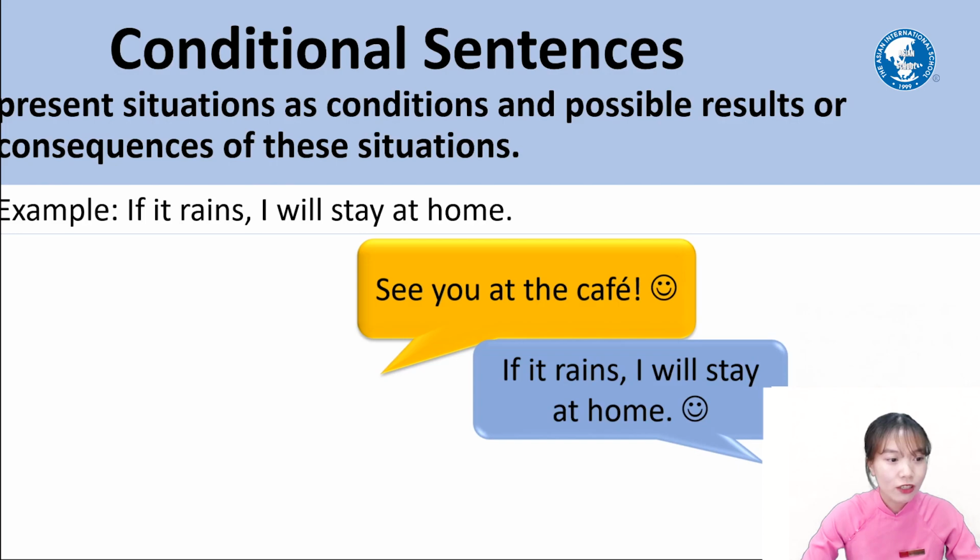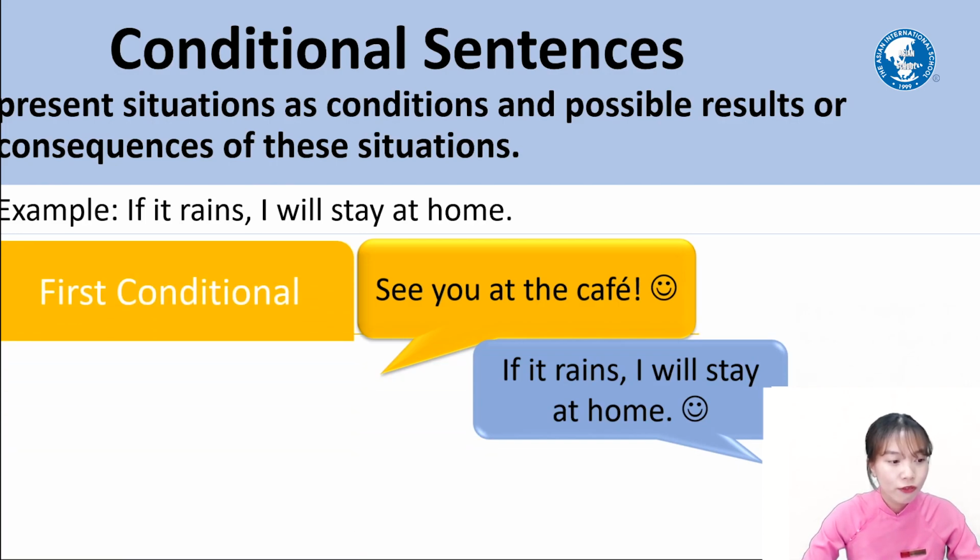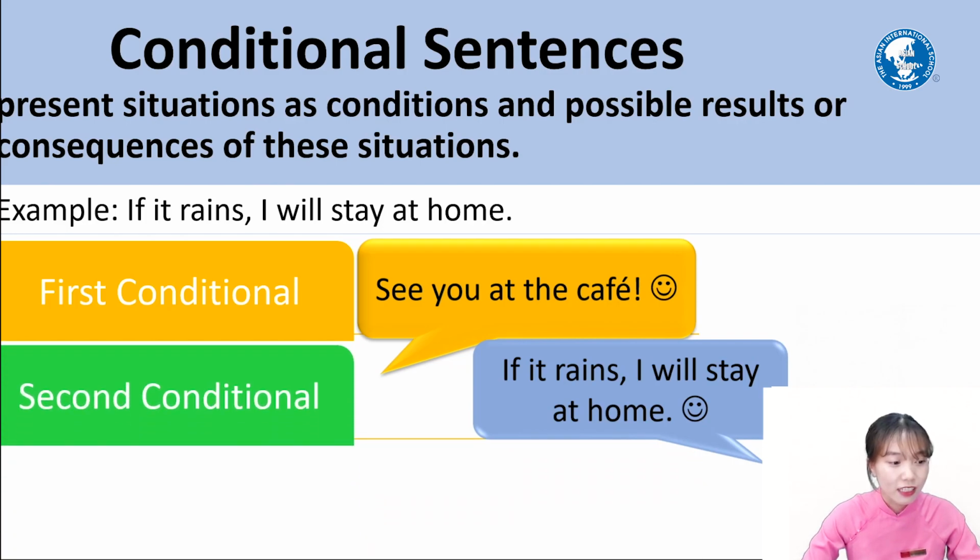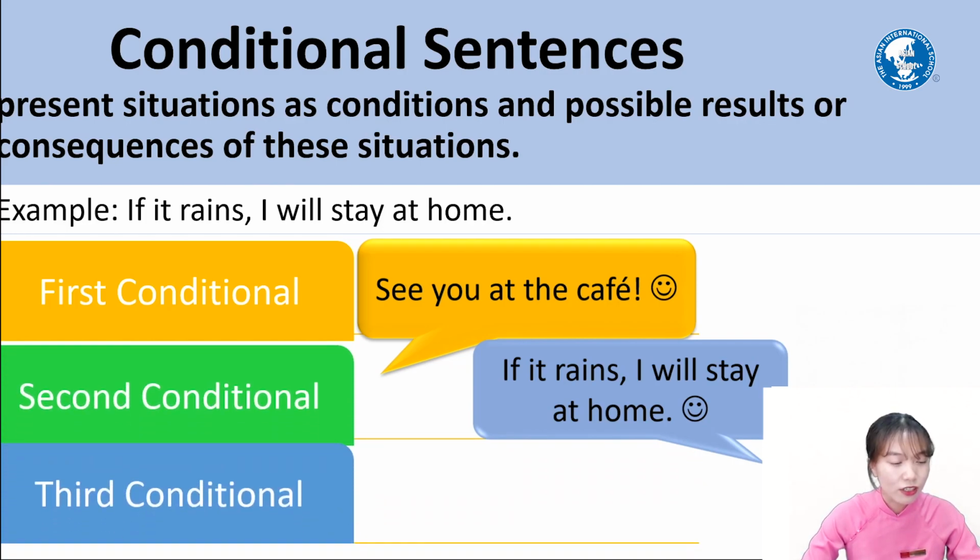Today, we will work on the three types of conditional sentences. They are first conditional, second conditional, and third conditional. Now, let's take a closer look at the first conditional.